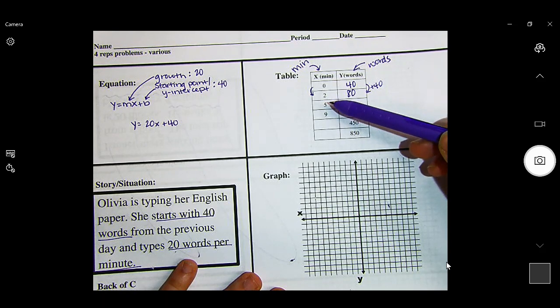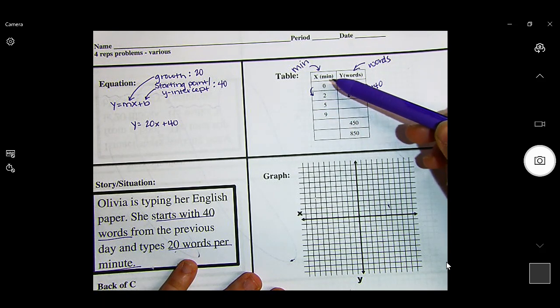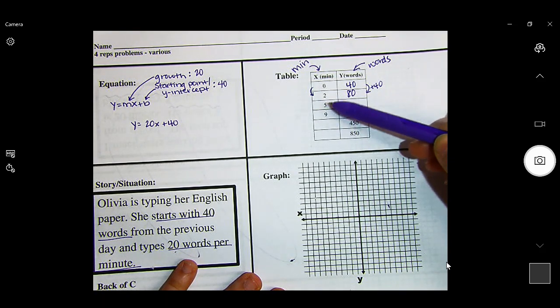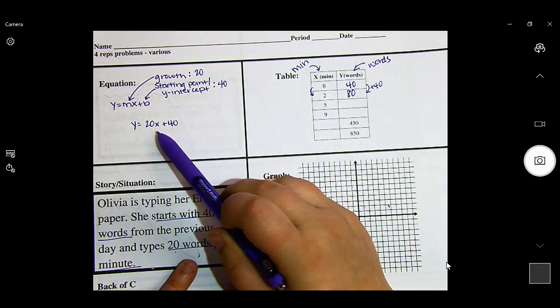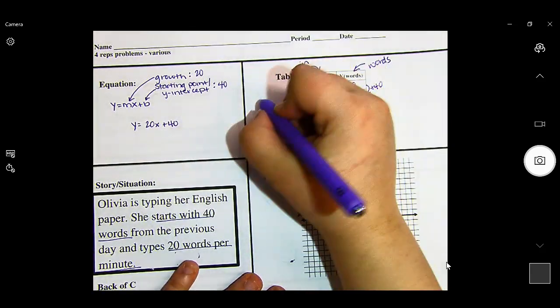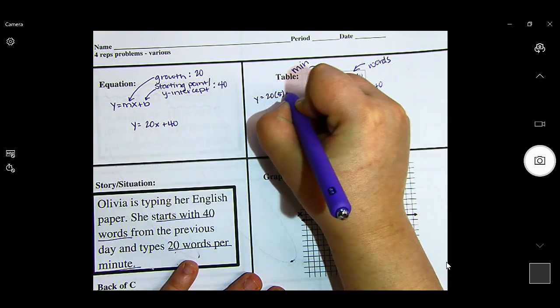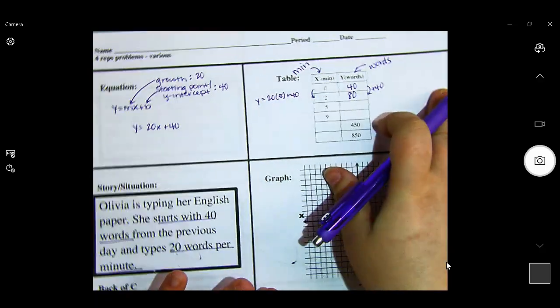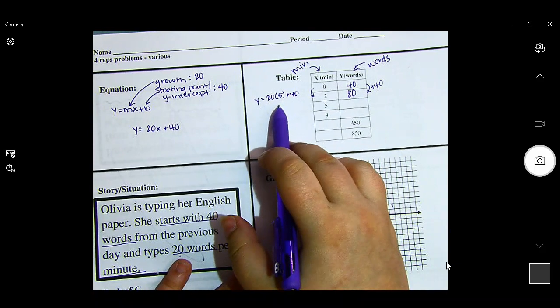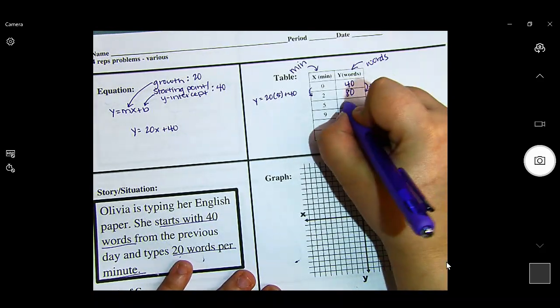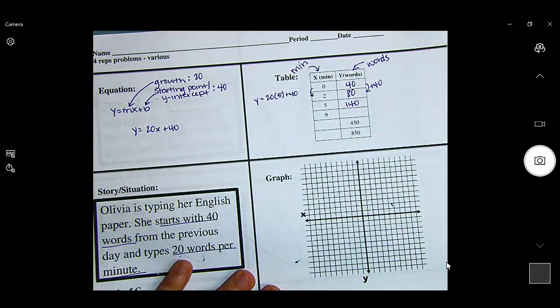All right, now I can use this equation to help me figure out some of these ones. So if it has been 5 minutes, and minutes is x, then I'm going to substitute this 5 in for the x here in my equation. So y equals 20 times 5 plus 40. And I know 20 times 5 is 100, so plus 40 gives me 140.